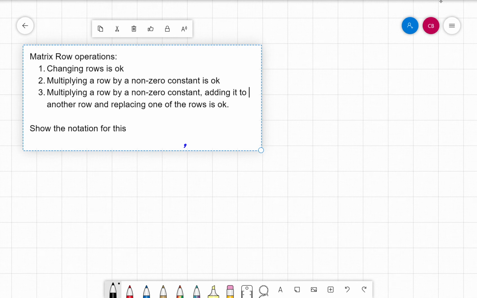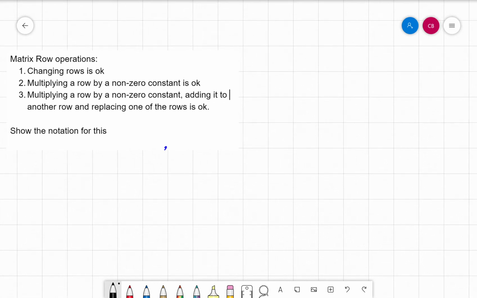Okay, so for this part of the video, we're going to talk about the row operations. There are different rules you can use, and you can use these multiple times throughout the process. It doesn't matter what order you use them in, they will not change your outcome.